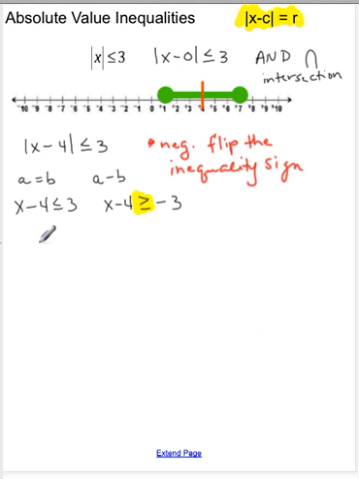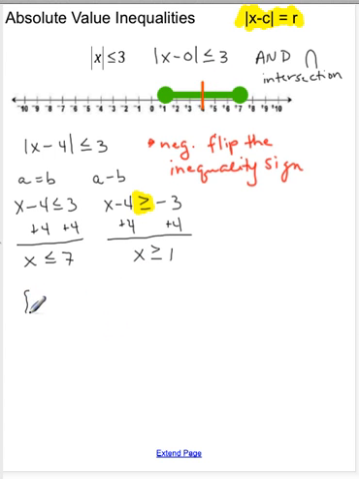So if I solve both of these, here I'm just going to add 4 to both sides. And now x is less than or equal to 7. And if I solve this one by adding 4 to both sides, x is greater than or equal to positive 1. So let's look back up to our number line, and we said that we expected the solutions to be positive 1 and positive 7, and that seems to make sense. So we've got the graph here.